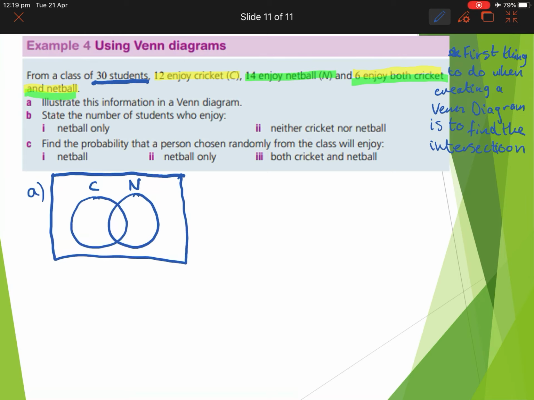So let's look at the intersection. That's actually going to be this 6, because 6 enjoy both cricket and netball. So in the middle here we can put the 6.